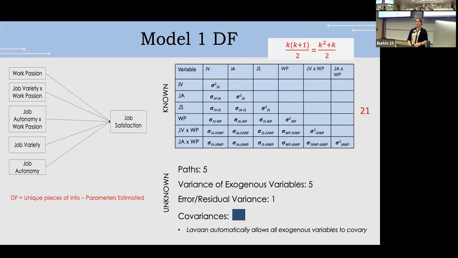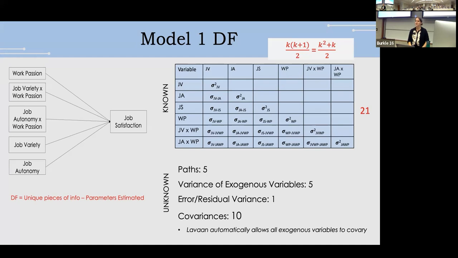But what does that mean now? That means we have a lot of covariances, right? We have work passion to this moderator, work passion to this moderator, work passion to job variety, and work passion to job autonomy. Then we've got this moderator to the next one, and this moderator to variety, and this moderator to job autonomy. Anyone do the math? How many do we have total? Say it again. 10. Total those up, my friends.